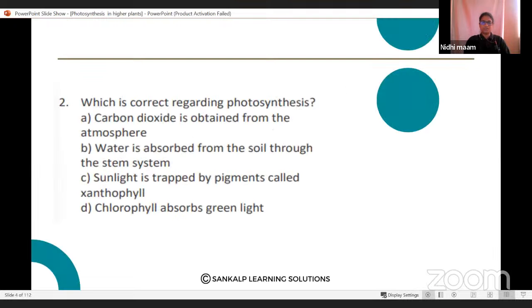This is a simple question. Which is correct regarding photosynthesis? A. Carbon dioxide is obtained from the atmosphere. B. Water is absorbed from the soil through the stem system. C. Sunlight is trapped by pigments called xanthophyll. D. Chlorophyll absorbs green light. Which is correct regarding photosynthesis?